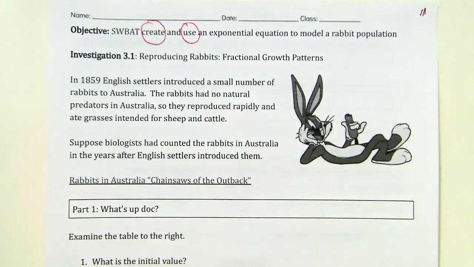So the scenario for today says that in 1859, English settlers introduced a small number of rabbits to Australia. The rabbits had no natural predators in Australia, so they reproduced rapidly and ate grasses intended for sheep and cattle. Suppose that biologists had counted the rabbits in Australia in the years after English settlers introduced them. So this is actually based on a real life scenario.